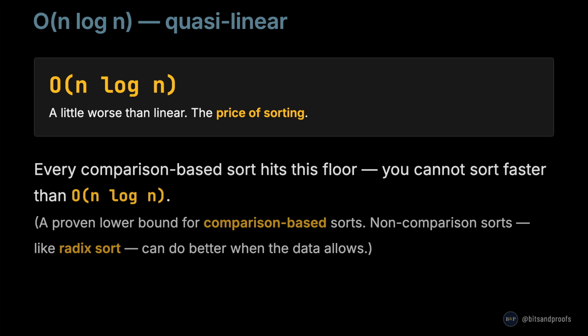There's one caveat. If you know something special about your data, like that it's all integers in a known range, you can use non-comparison sorts like radix sort or counting sort that beat n log n. But for general data, when all you can do is compare 2 items at a time, n log n is the floor. So when you see n log n in code, you're often seeing a sort or an algorithm that uses sort internally.